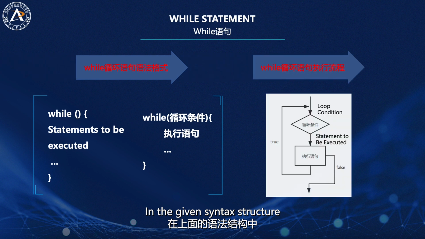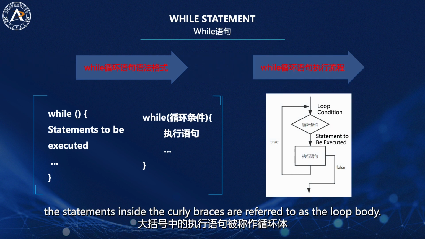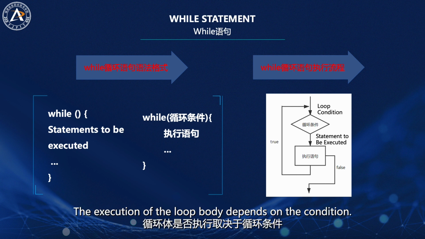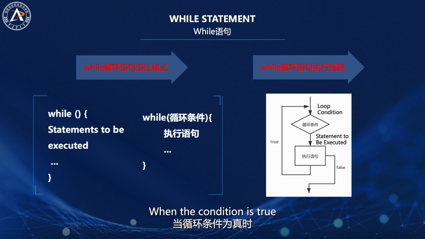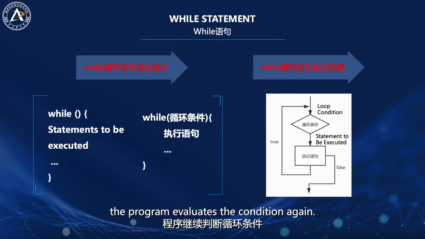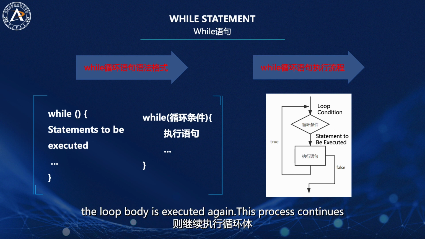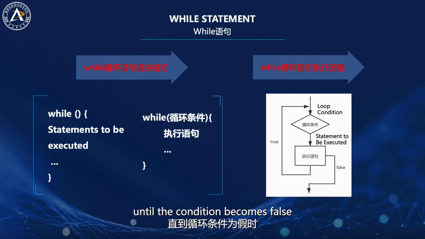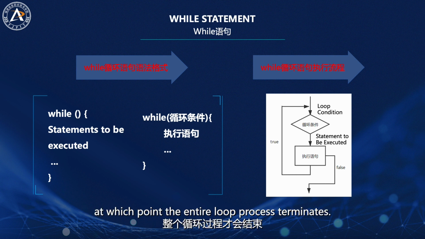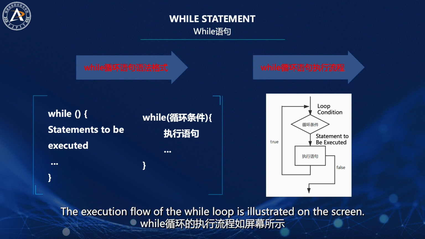In the given syntax structure, the statements inside the curly braces are referred to as the loop body. The execution of the loop body depends on the condition. When the condition is true, the loop body is executed. After the loop body finishes executing, the program evaluates the condition again. If the condition is still true, the loop body is executed again. This process continues until the condition becomes false, at which point the entire loop process terminates. The execution flow of the while loop is illustrated on the screen.